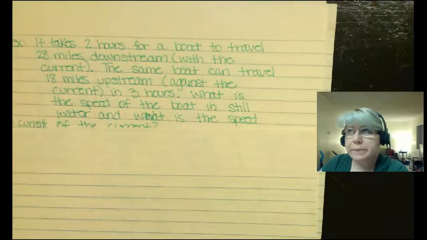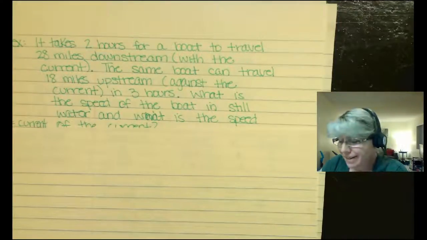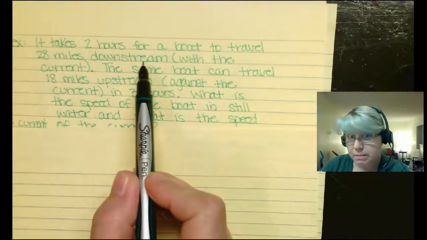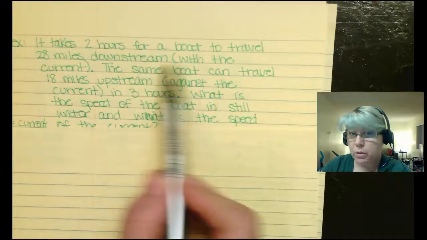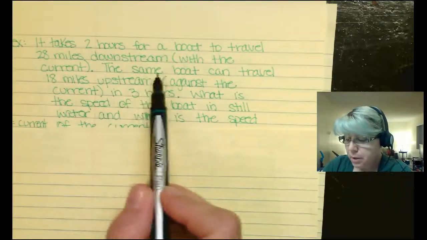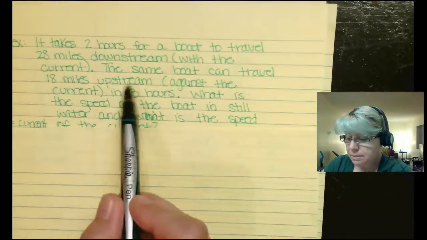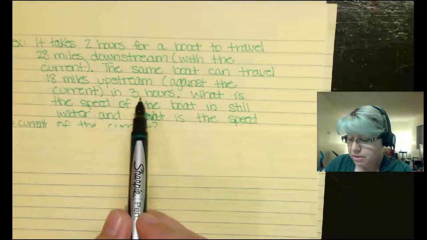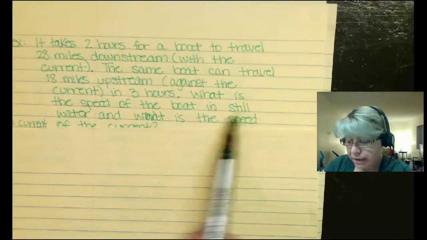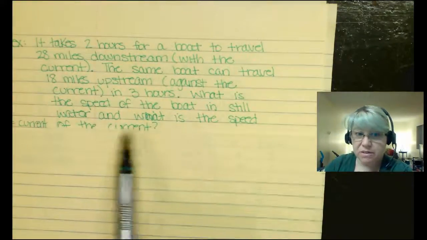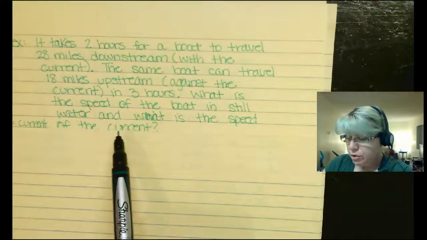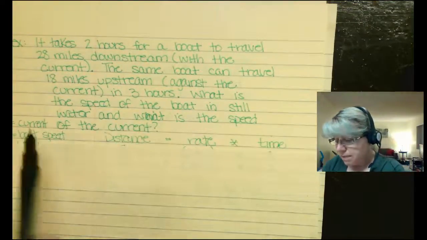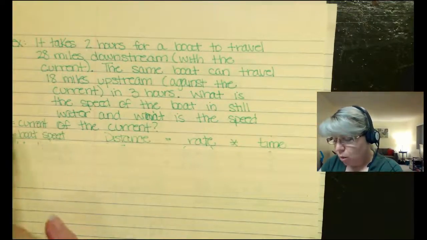All right, so where would we be without a boat problem, right? It takes 2 hours for a boat to travel 28 miles downstream, meaning if you're going downstream, you're going with the current. The same boat can travel 18 miles upstream, which is against the current, and they can do that in 3 hours. What is the speed of the boat in still water, and what is the speed of the current? Well, we have two unknowns, the speed of the boat and the speed of the current.